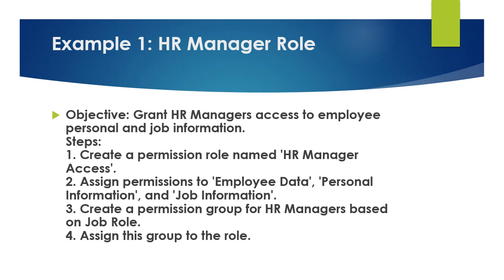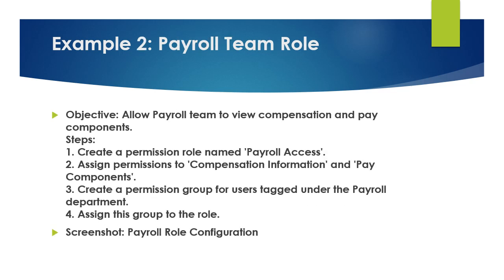Let us move to our next example. So in this next example, we'll be creating role-based permission for payroll team to view compensation and pay components of an employee. So the process is the same. The first thing we'll do is to create a permission role named payroll access. In this payroll access permission role, we'll assign the permissions to view and edit compensation information and pay components. In the third step, we'll create permission group wherein we'll tag users of the payroll department.